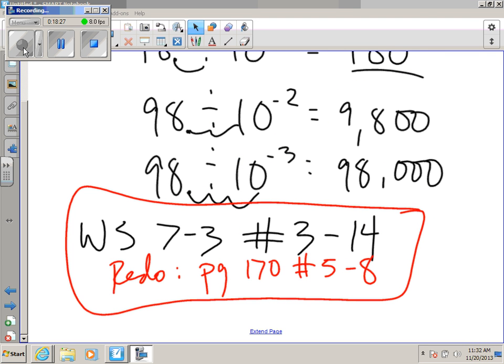Your assignment: worksheet 7-3, numbers 3 through 14. The redo: page 170, numbers 5 through 8.